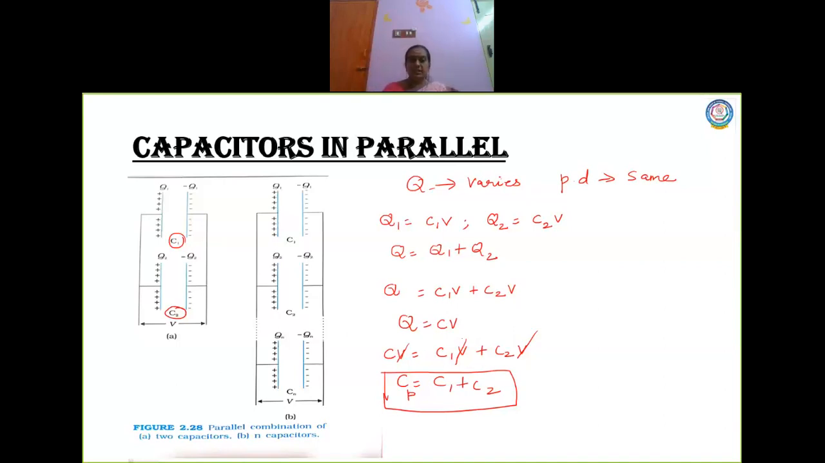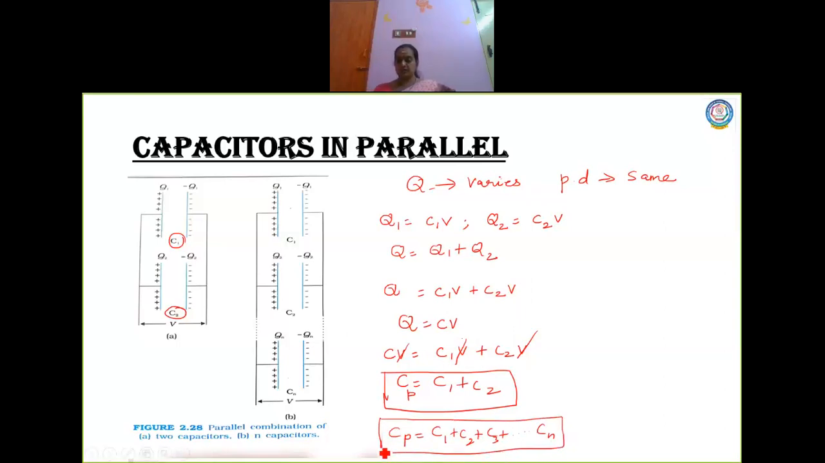Now look at the next diagram. The next diagram is about n number of capacitors. Here I have C1, here I have C2, up to n number of capacitors that I can connect. If there are n number of capacitors, what will be the effective capacitance? The effective capacitance for n capacitors connected in parallel will be C1 plus C2 plus C3 up to Cn. So you can connect n number of capacitors.